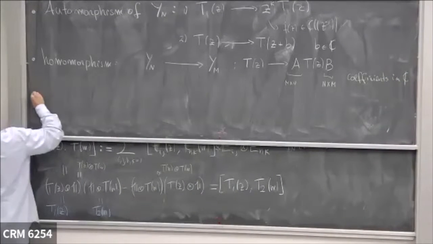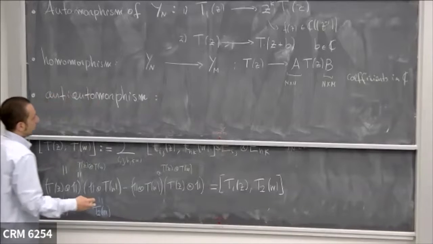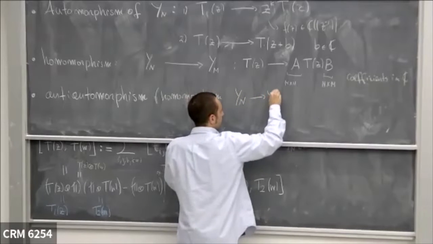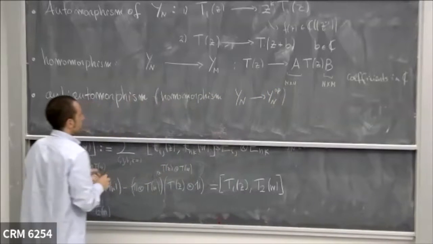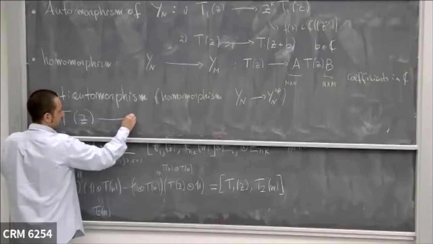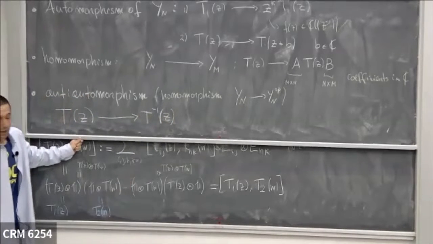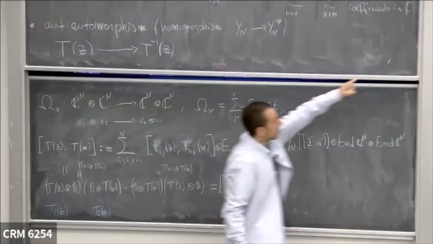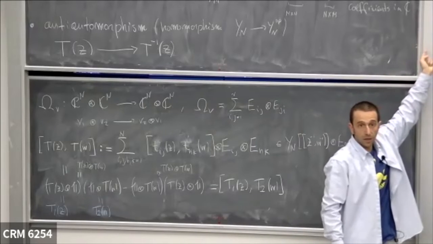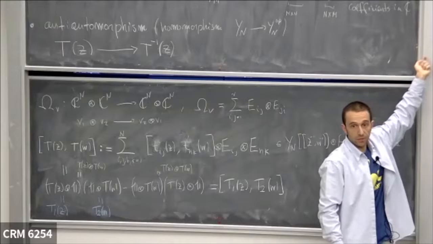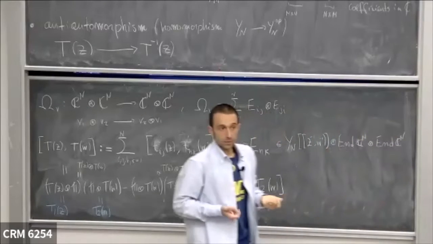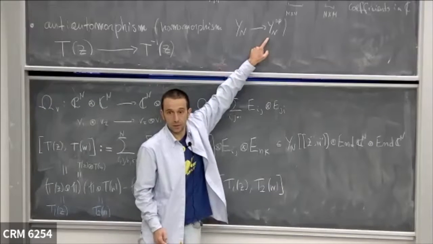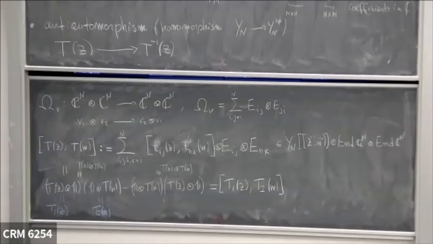Now let me write an anti-automorphism. An automorphism is just a homomorphism from the Yangian to the Yangian with opposite product. So how is this defined? We can map T to T inverse. How to see this? Just multiply the RTT relation on the left and on the right by T1 inverse, T2 inverse. Cancel what you can cancel, and the result will be just the RTT relation, but you need to multiply using the opposite product. So this gives an anti-automorphism.